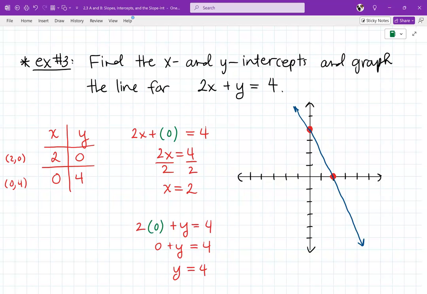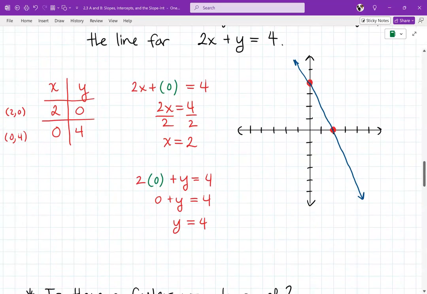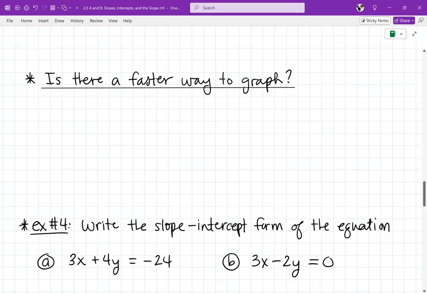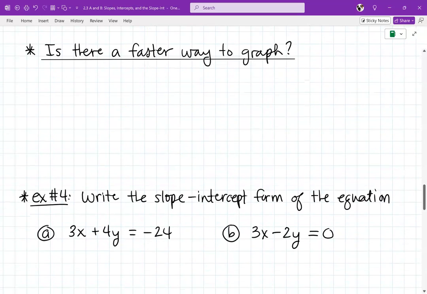So again, this is section 2.3a. All right? 2.3b asks basically this question. Is there a faster way to do it? Do I have to calculate points? Do I have to find slopes by calculating these points and then from there connecting dots and stuff like that? Is there a quicker way for me to do it?